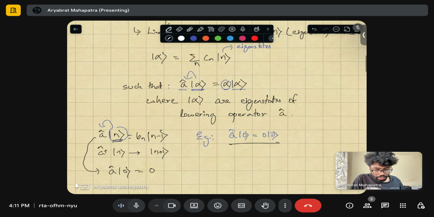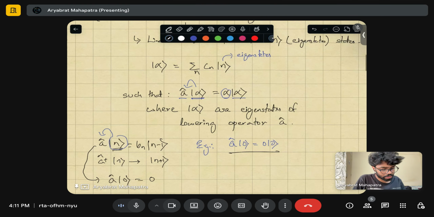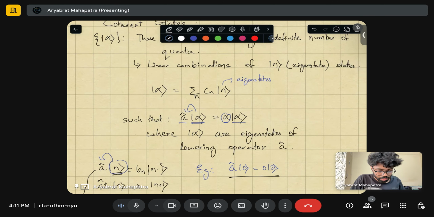So that is the definition about the coherent states. And remember, this alpha is your eigenvalue. This alpha is your eigenvalue, and it is complex.